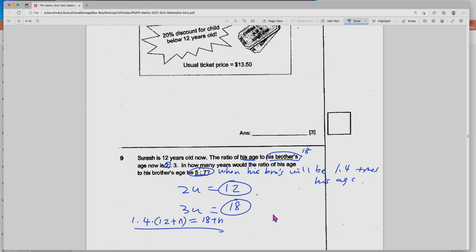Understand me? So why do I need to plus n to Suresh and also plus n to Suresh's brother? Because they grow the same, together. So then the difference will be 1.4 times. That's why I use Suresh times 1.4, and after n years you get Suresh's brother after n years. So this is what I found. So now how do you do this question? You open the brackets.